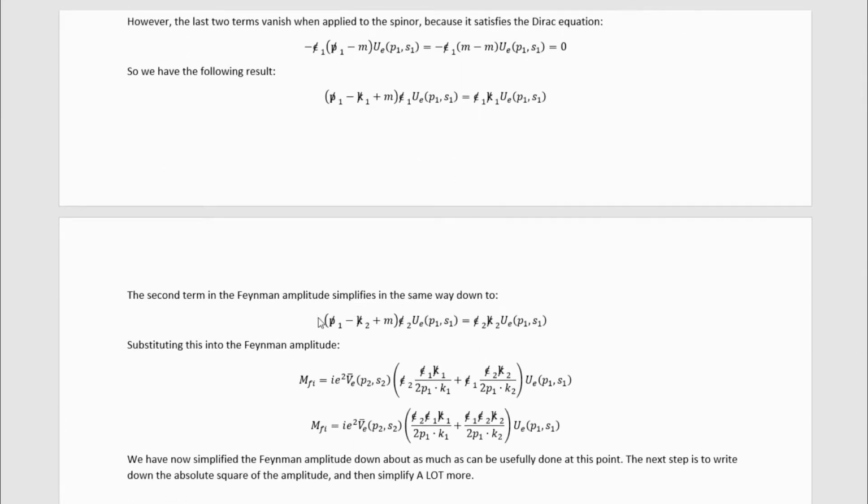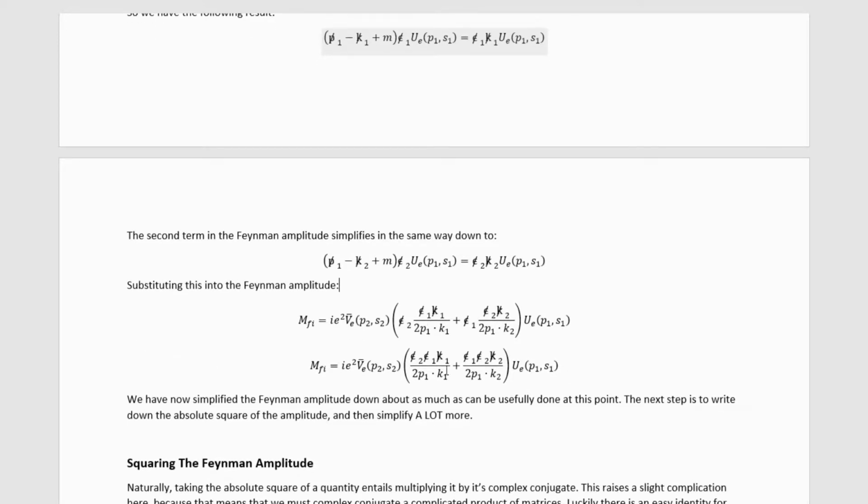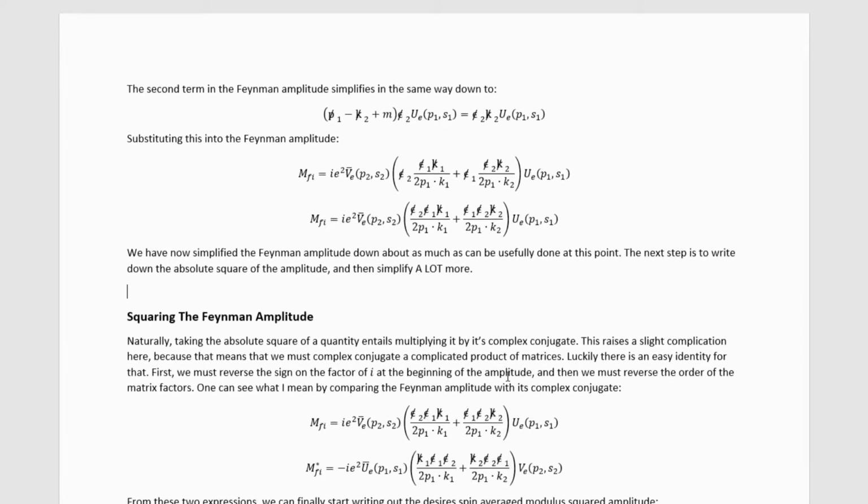The second term in the Feynman amplitude simplifies down in a similar way to get this, where we have the same anti-commutation scheme going on. If we substitute this back into the Feynman amplitude, we ultimately arrive at this. We have now simplified the Feynman amplitude down about as much as can be usefully done at this point. The next step is to write down the absolute square of the amplitude and then simplify a lot more.